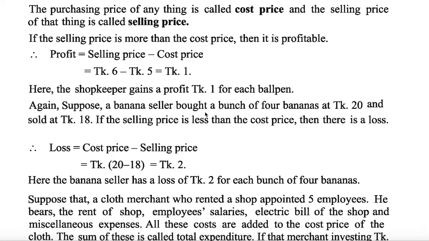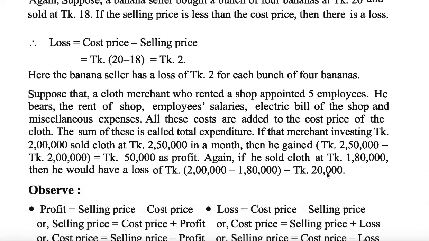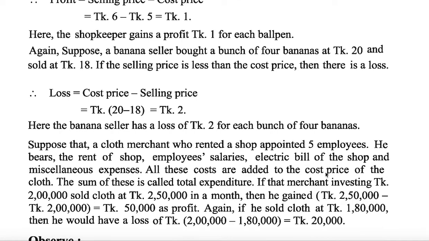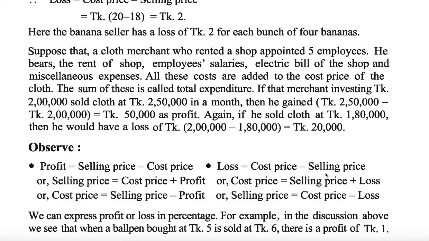Again, suppose a banana seller bought a bunch of 4 bananas at TK20 and sold it at TK18. If the selling price is less than the cost price, then there is a loss. The loss is nothing but cost price minus selling price. In this case, it is 2, for each bunch of bananas.